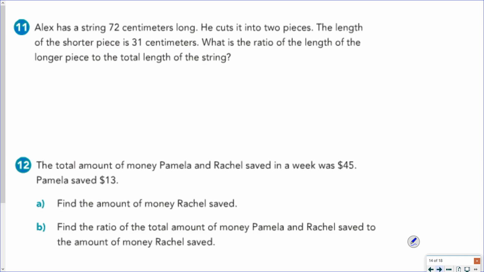Well, I know the total length of string is 72 because that's what it says. Alex has a string 72 centimeters long. That's the length of the string. But what I don't have is the length of the longer piece. So I take the string, I take the shorter piece, and since it says I cut, I need to subtract. That would give me 41. So my ratio here is 41 to 72.